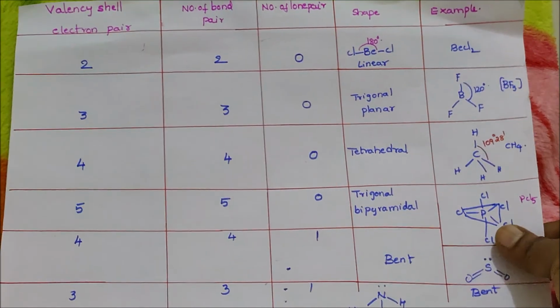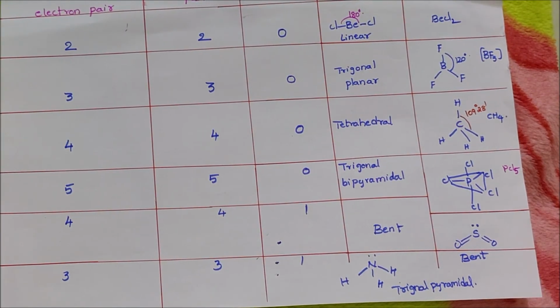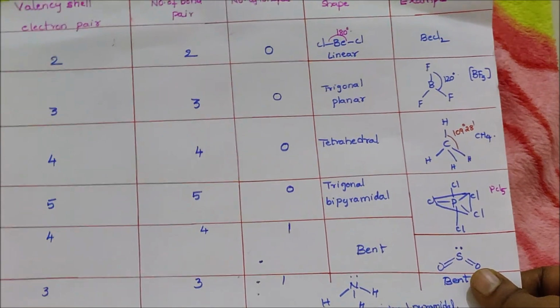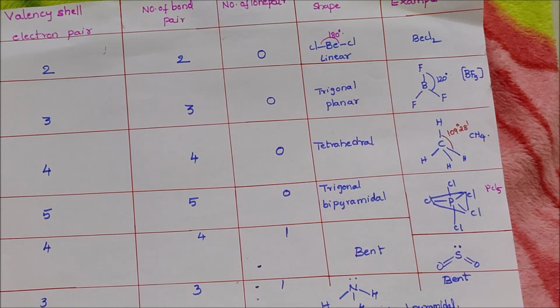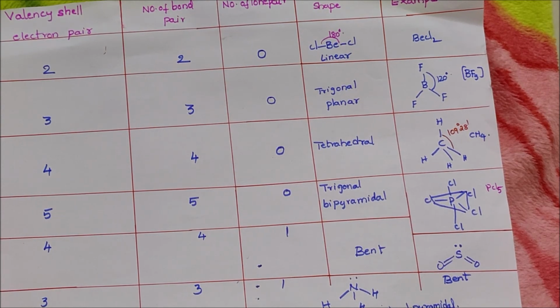And the other one, the valence shell containing 4 electron pairs, number of bond pairs 4 and number of lone pairs 1. Here, sulfur dioxide is the best example. Sulfur in SO2 contains 1 lone pair and bond pairs. In this compound, the repulsions between the lone pair and bond pair distort it into a bent shape or angular shape.